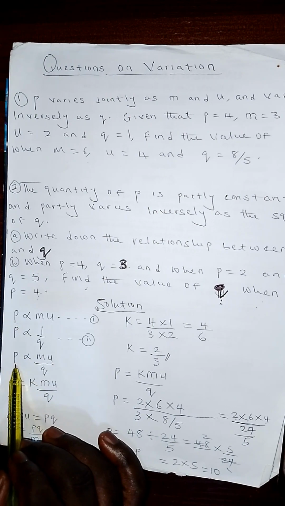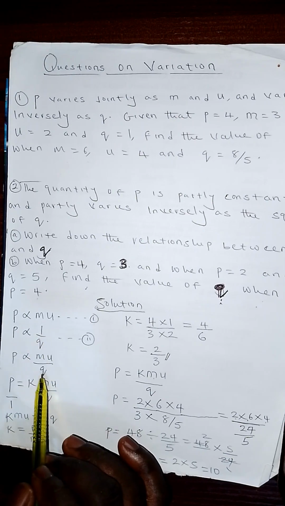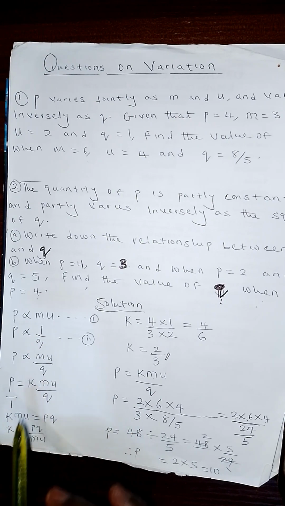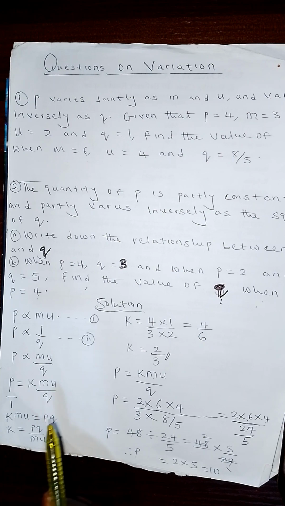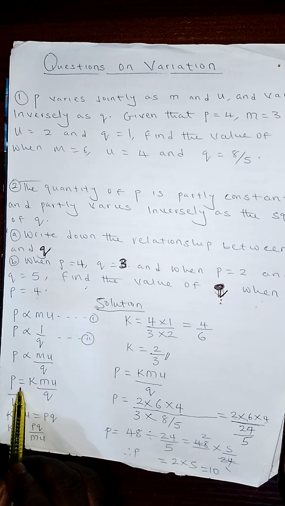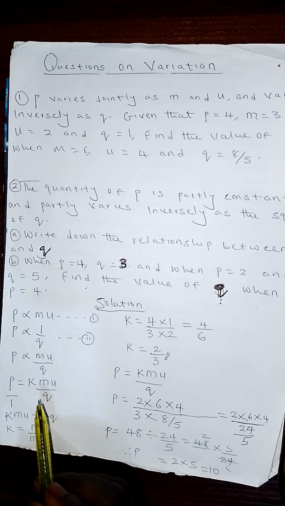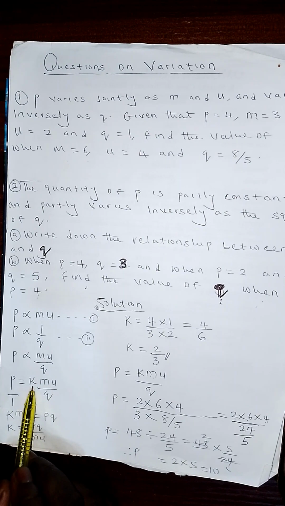K is common. You bring P down, and then directly or jointly you have this, and then down, inverse, you have this. I'm sure that's very clear now. Then to change the proportionality sign, you introduce your equal sign and then bring in your constant. That was exactly what I did last night. So I introduce my constant, and my constant is K.